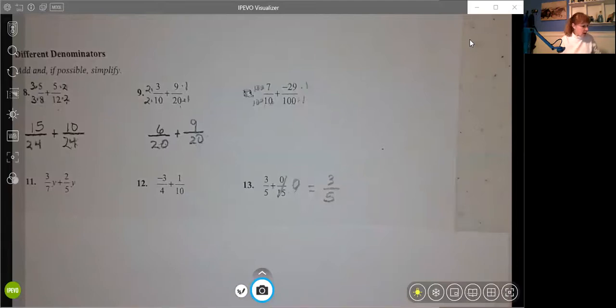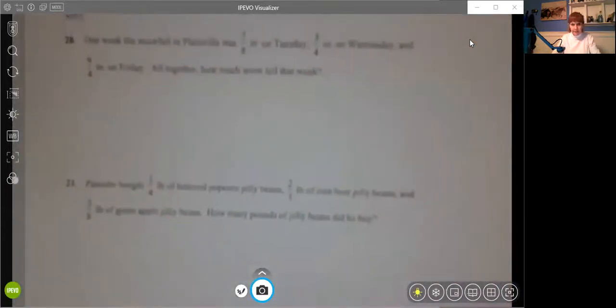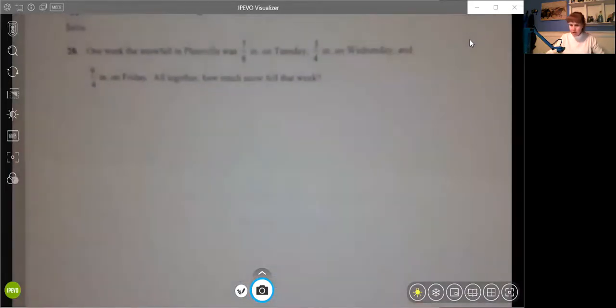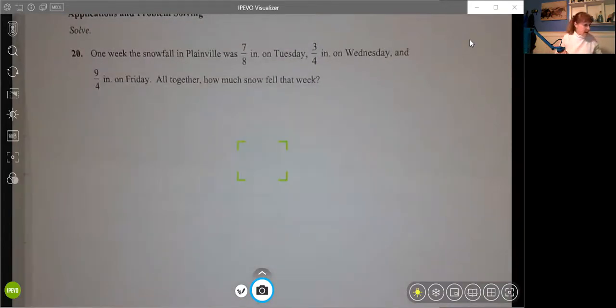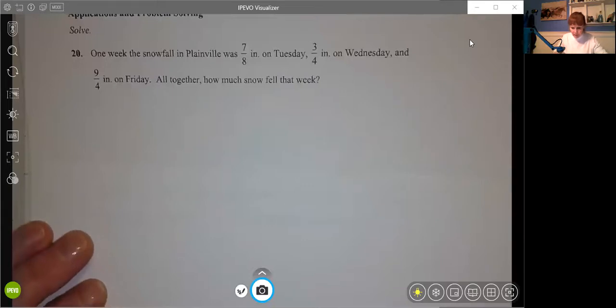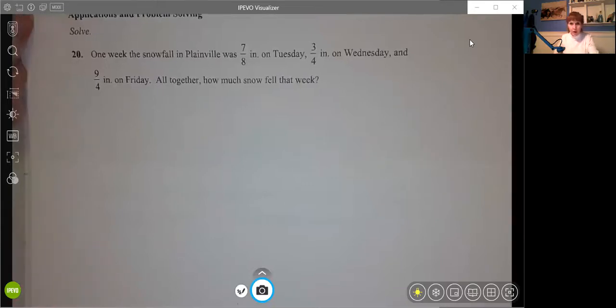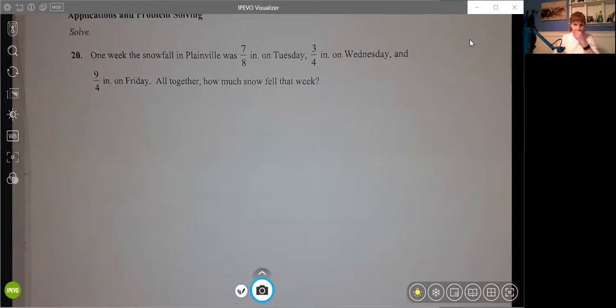Now I want to try, we're going to do a story problem that's going to allow us to work with 3 different fractions. I guess these are applications. It's good to have some applications of some things here. And then we'll look at subtraction and then I'll be done. Now, what we have is 1 week, the snowfall in Plainville was 7/8 inches on Tuesday, 3/4 on Wednesday, and 9/4 on Friday.